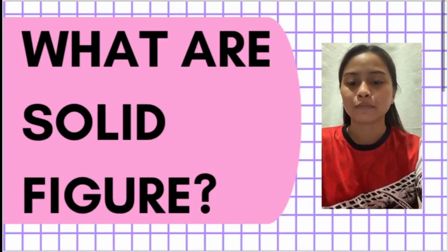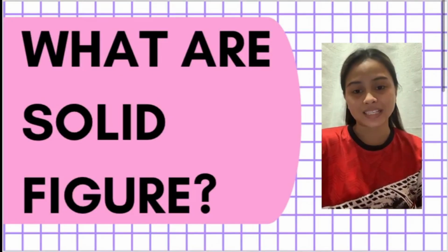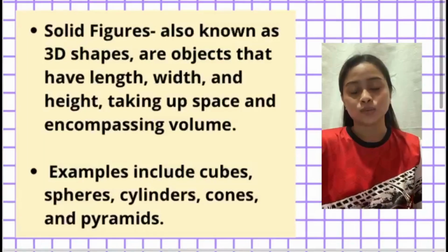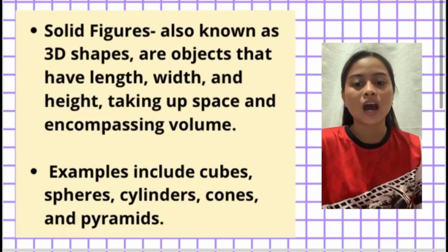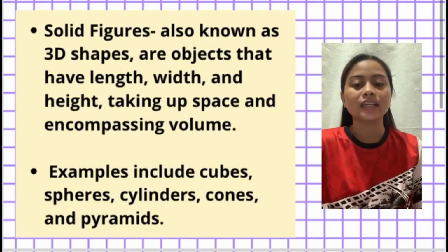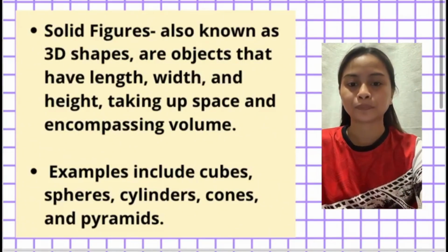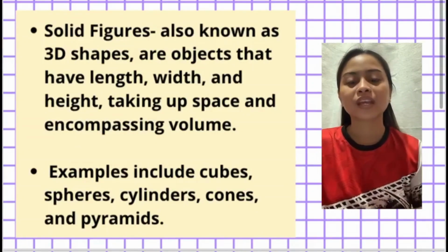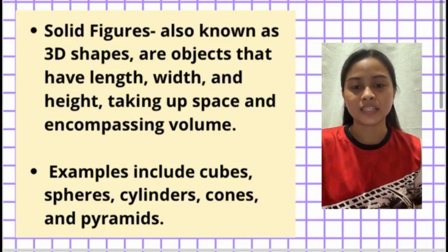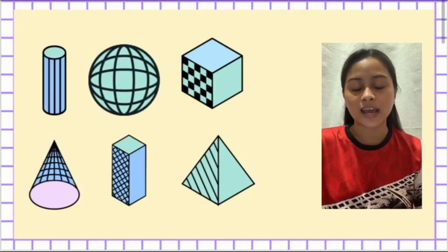The second type of figure is the solid figure. So what is a solid figure? A solid figure, also known as 3D shapes, are objects that have length, width, and height, taking up space and encompassing volume. Examples of solid figures are cubes, spheres, cylinders, cones, and pyramids.